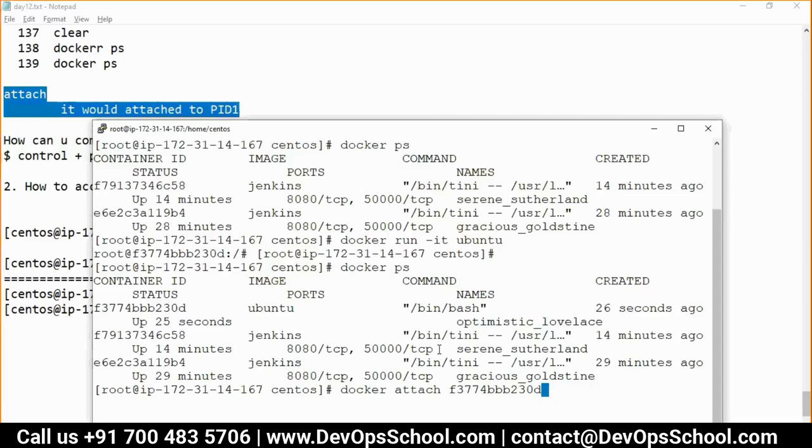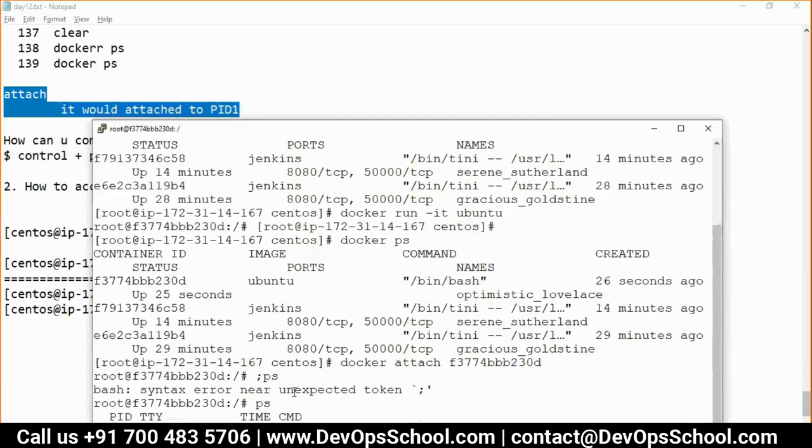PID1. What is the PID1 here? It is Jenkins, no. Ubuntu. It's Ubuntu, right? See here. So I'll go to bin bash. But if I attach to the Jenkins, I'll go to Jenkins. So I'm right now going to the Ubuntu container. This is a bash. See here. Inside a container, this is a bash.